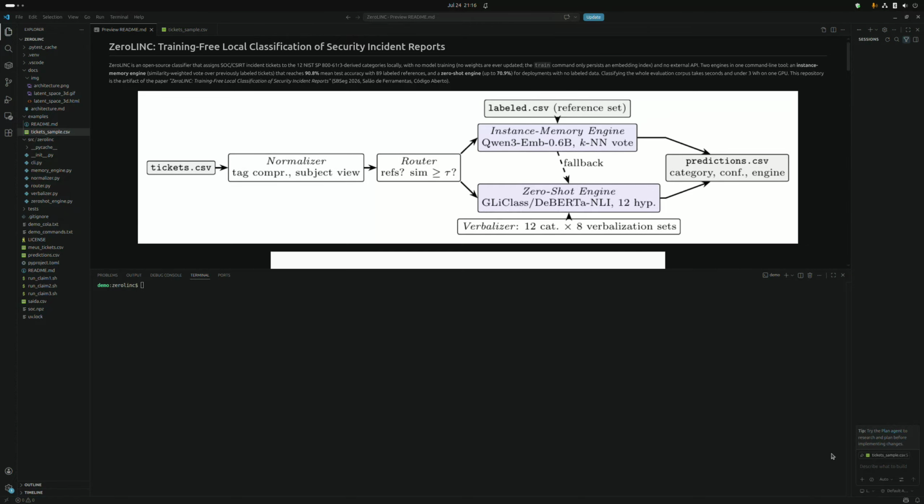That is the tickets.csv that entered, with 3 columns appended to it: the category of each incident, the confidence of each prediction, and the engine used.